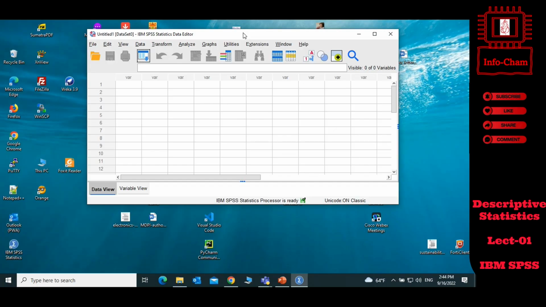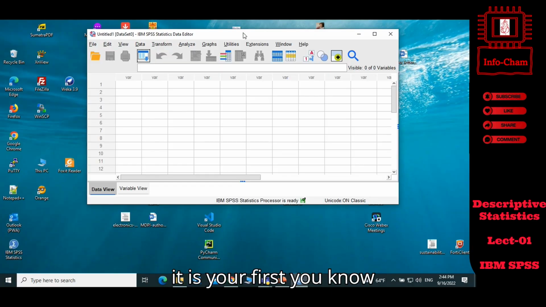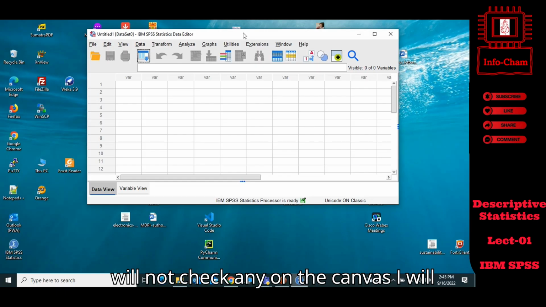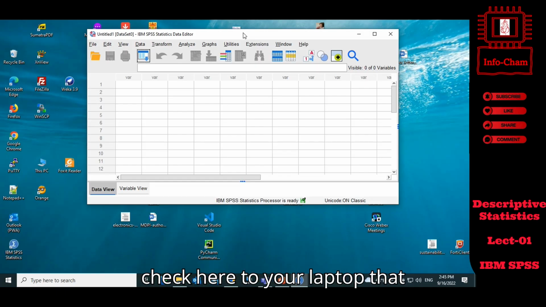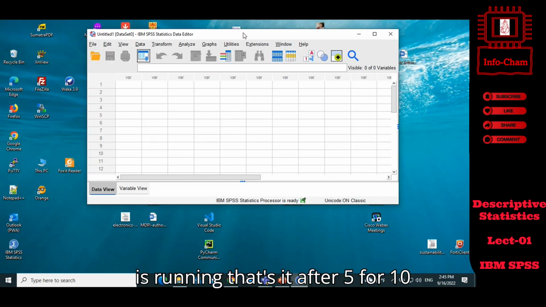So, dear students, is it clear what you need for next week's practice? VPN and SPSS. Be ready with it, and it is your first assignment. No need to upload anything. I will not check anything on Canvas. I will check on your laptop that, sir, VPN is running and SPSS is running. That's it. After 5 or 10 minutes, I will start directly here. Is it clear, everyone?